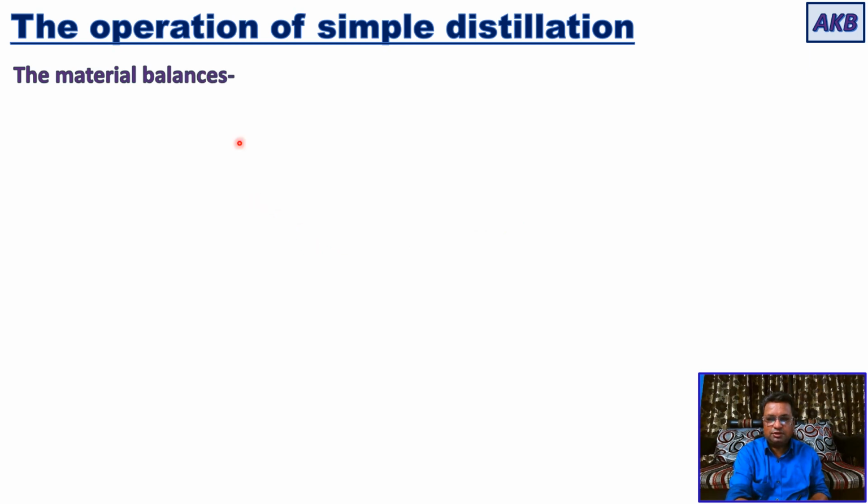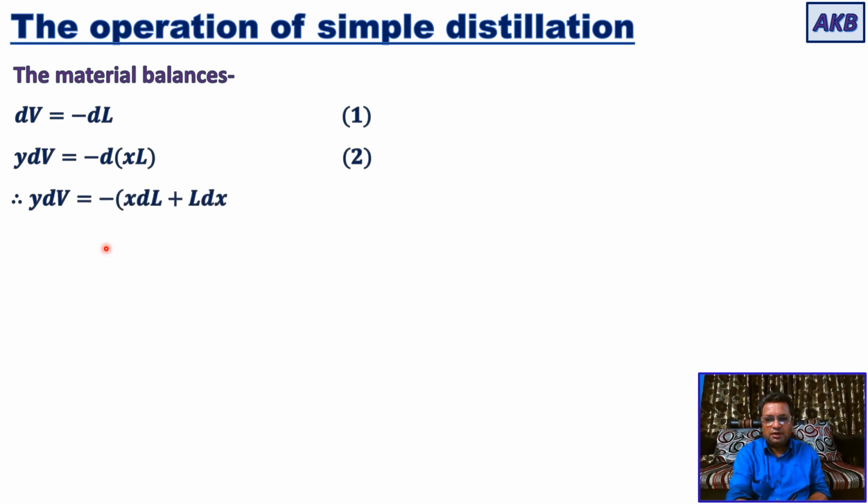I'll just talk about the material balances we have just understood. First was dV is equal to minus dL: dV moles produced at the cost of dL moles of liquid. Then y dV is equal to minus d(xL): y dV moles of A produced at the cost of d(xL) moles of A. Since x and L both are changing, I will have to use the product rule of differentiation. So I have y dV is equal to minus x dL plus L dx.